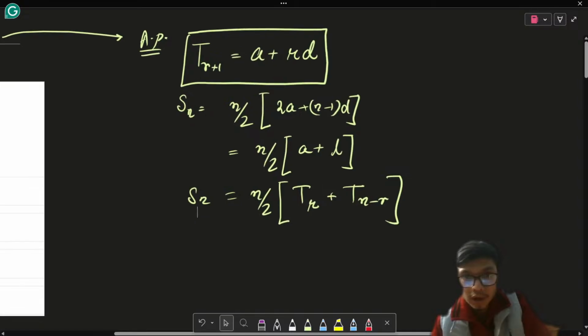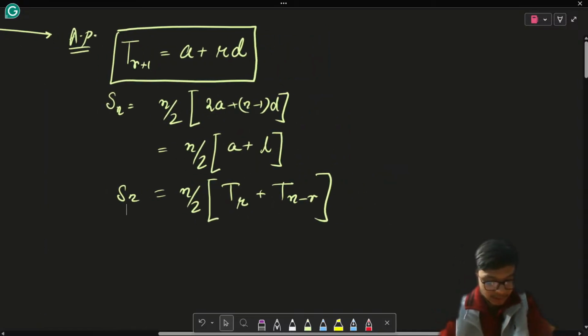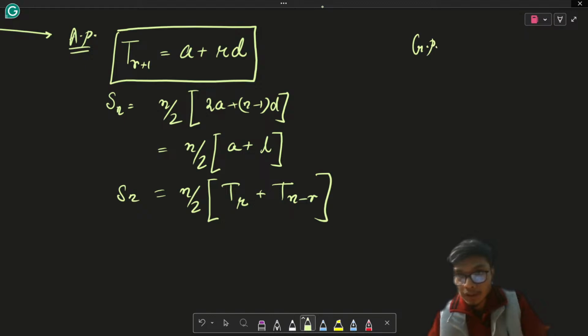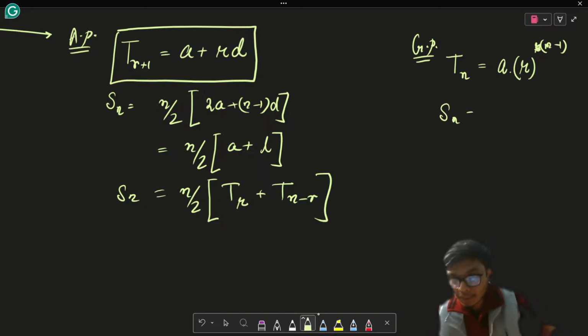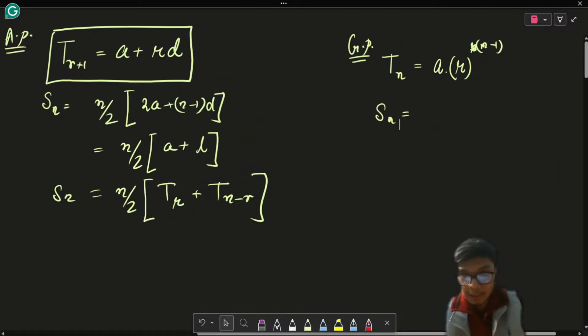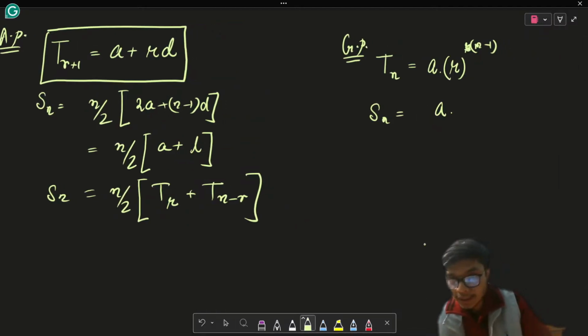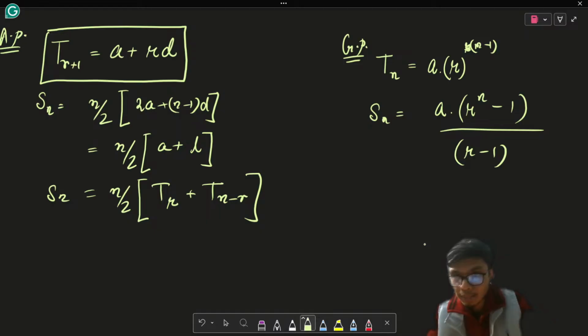Now along with that, we also have to take care of another important progression, that is geometric progression, right? A geometric progression or GP is a progression where the consecutive terms are related by a common ratio, right? If I write the t of n term, that will be given as the first term multiplied with the common ratio whole to the power n minus 1, right? And similarly, the sum of n terms in the case of a GP is very simple: a into r to the power n minus 1, whole divided by r minus 1. So these are the important results, right?